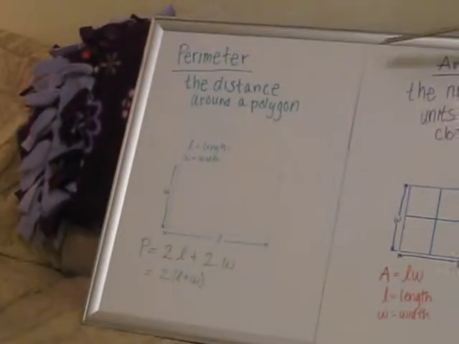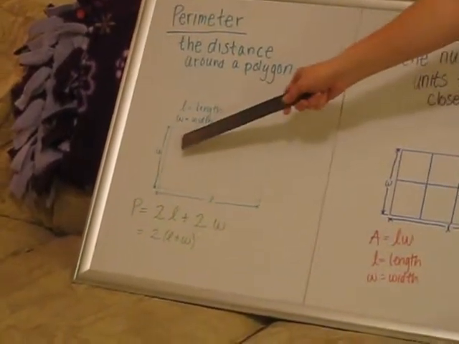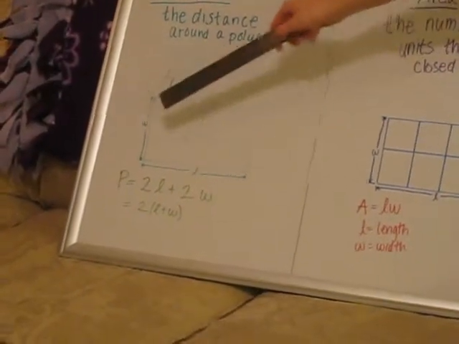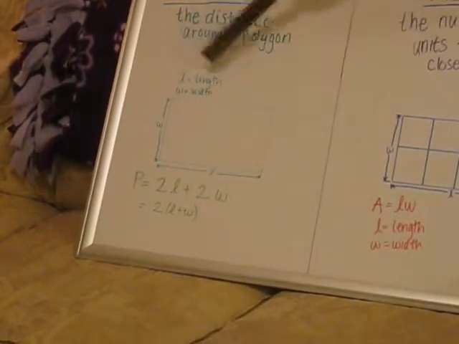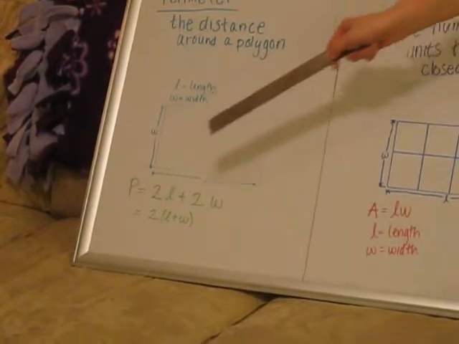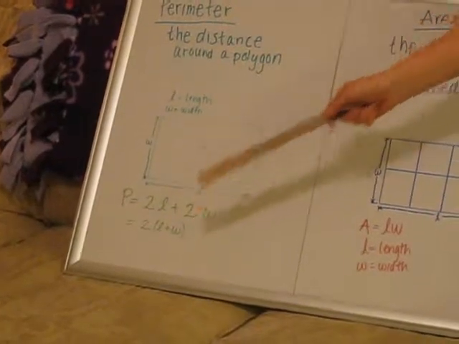That is perimeter. What is area? Well, lucky for you, I have it written down on my whiteboard. Perimeter is the distance around a polygon. So if you have a rectangle, which is our polygon, the width will be W, and the length will be L. So perimeter is 2 times the length, the bottom and the top, plus 2 times the width, the left and the right. Or we can simplify it to 2 times the length plus the width.